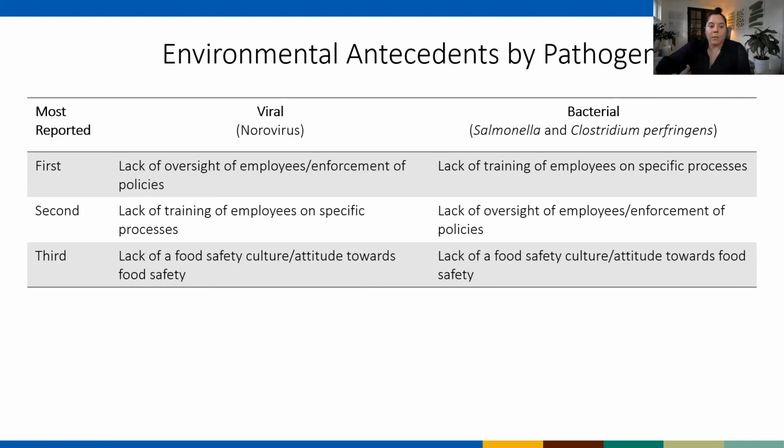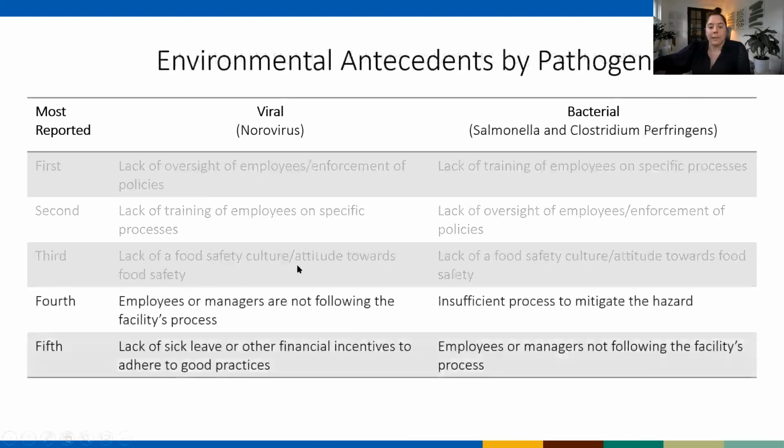So to pick out some of the unique differences between these categories, we're going to look at the 4th and 5th most common antecedents. I grayed out those first 3, and we'll focus on the 4th and 5th. For norovirus outbreaks, the 4th most common was employees or managers not following the facility's process, and that is the 5th most common for bacterial.